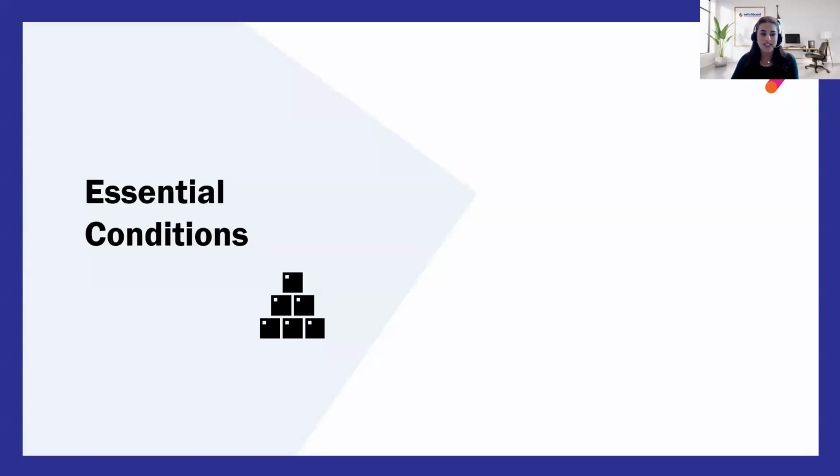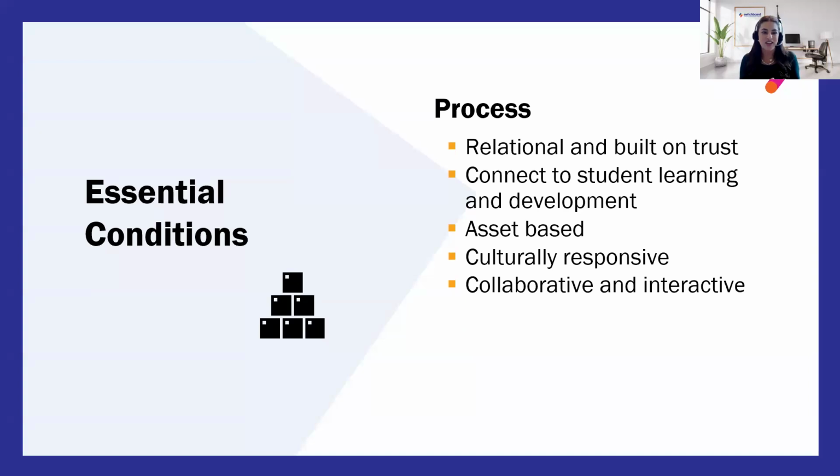All right, essential conditions. To explain essential conditions in the dual capacity building framework in a simple way, I think of it as a set of building blocks, kind of like we have in the image here, that are needed to really create an effective partnership between schools and families. The collaboration between families and schools has got to be meaningful. It's got to be culturally relevant, and it has to be relational, right? Built on trust. And it also has to connect to student learning.